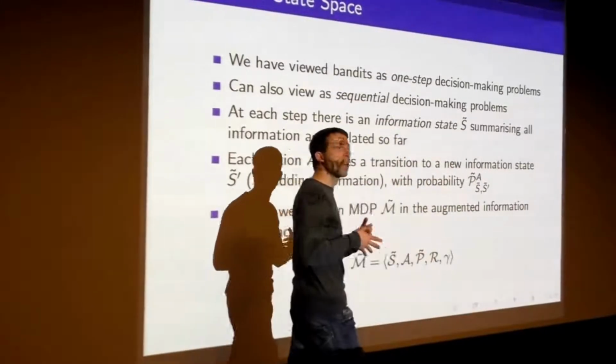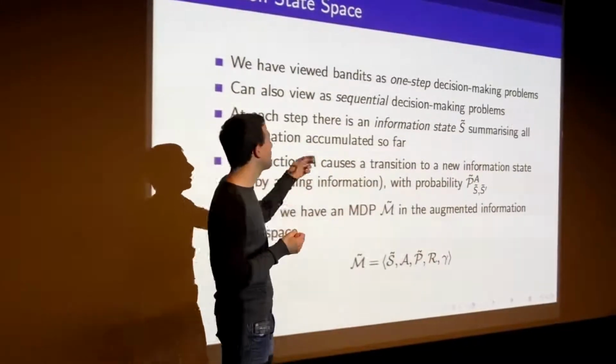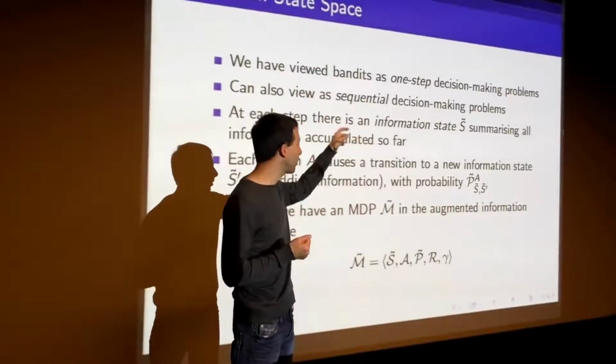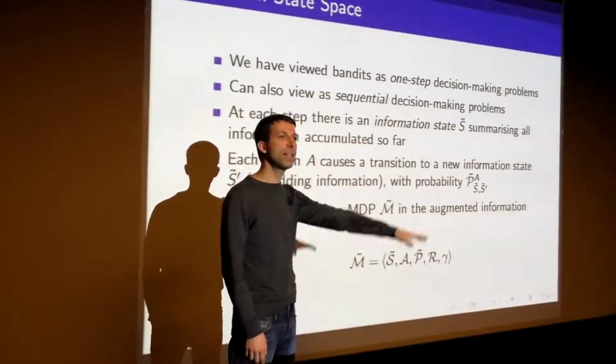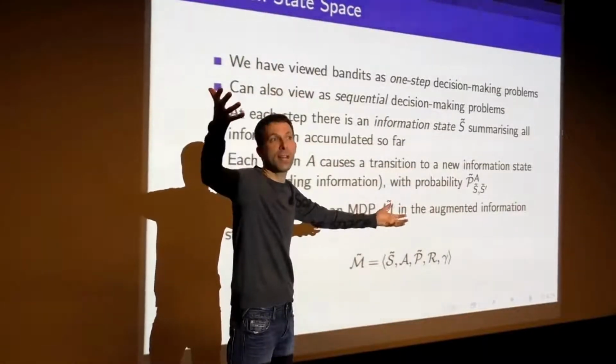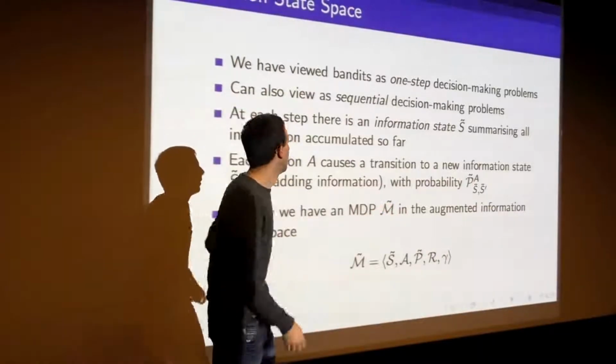That's what we know so far. This is a summary of all the information we've accumulated so far. So this summary we can think of as, I've pulled this lever 3 times and this lever 5 times. That would be an example of an information state.